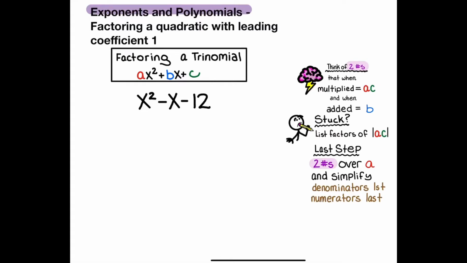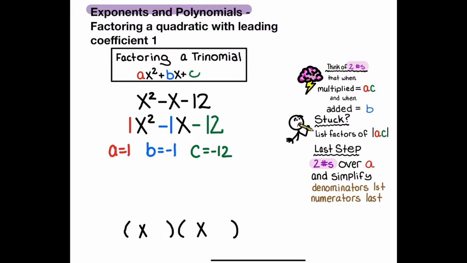We want to factor x squared minus x minus 12, which means we want to turn this into a multiplication problem. The first step is to identify a, b, and c. The a is 1, the b is -1, and the c is -12.